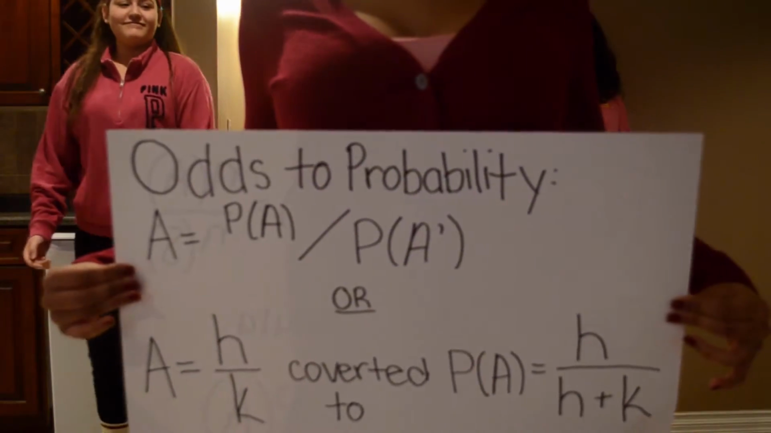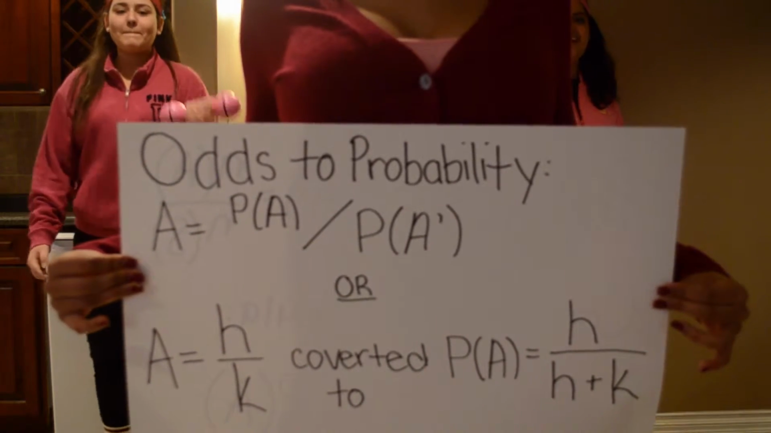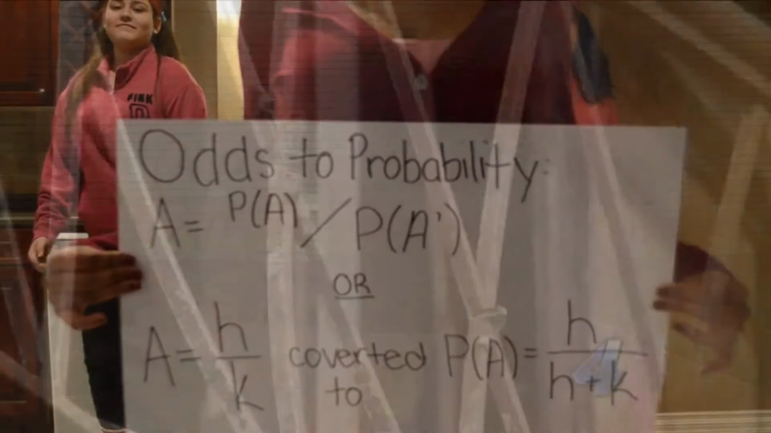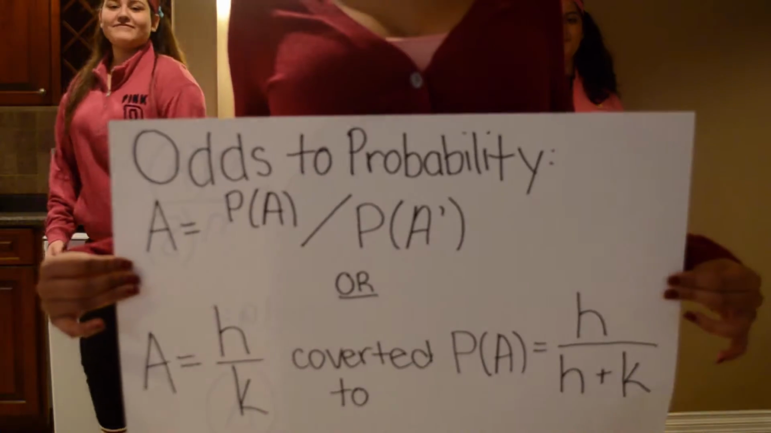The formula for converting odds to probability is shown, where you have to isolate for P(A). Ain't nobody got time for that! An easier way to do this would be to use the formulas shown at the bottom of the screen.